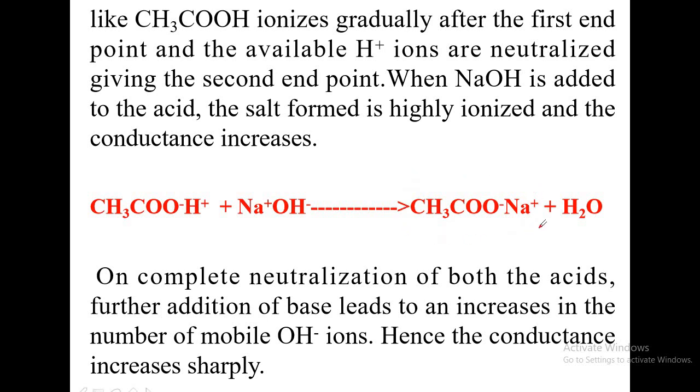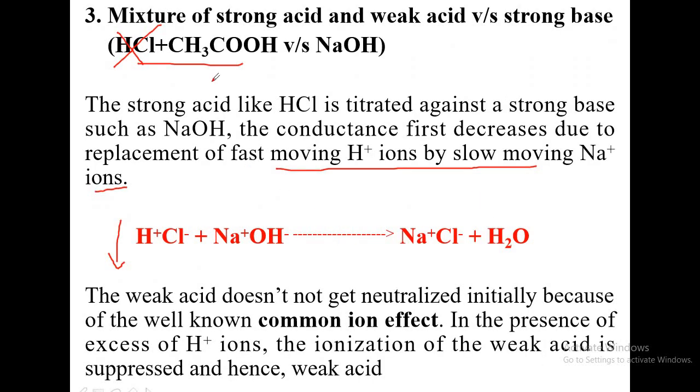I have already told that it is a highly ionizable salt, and its ionizing capacity is more than that of acetic acid. As soon as it is formed, conductance starts increasing, due to more number of ions. Conductance increases and reaches one particular point where all the acetic acid is completely converted into its salt. Now acetic acid is also completely neutralized. Both the acids have made an exit from the solution.